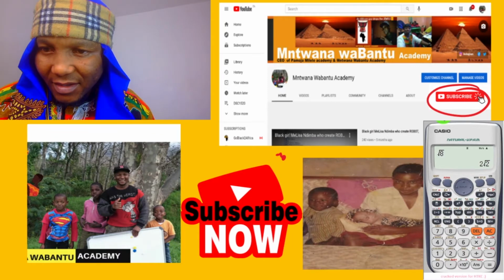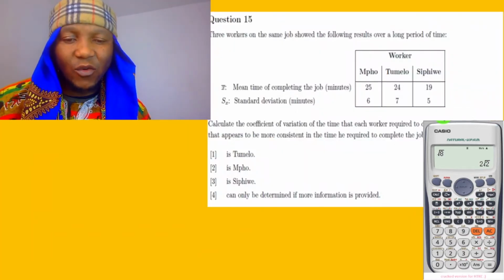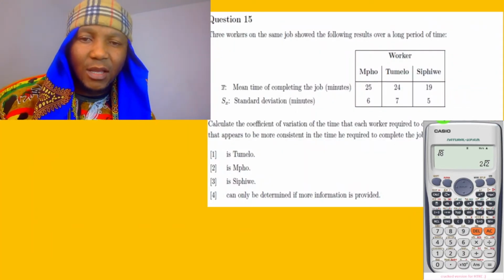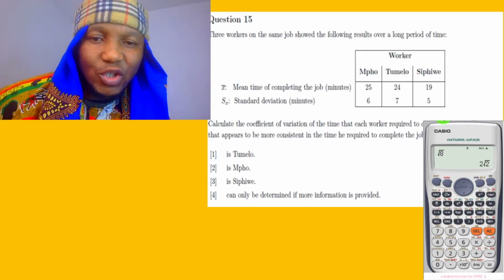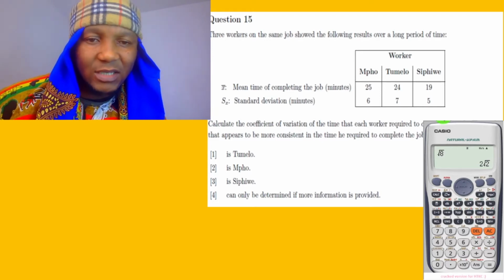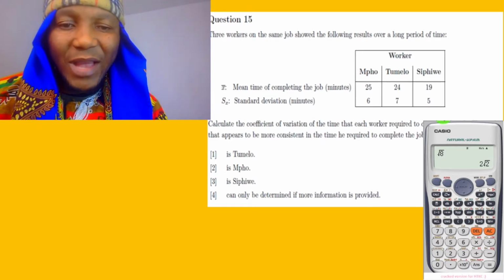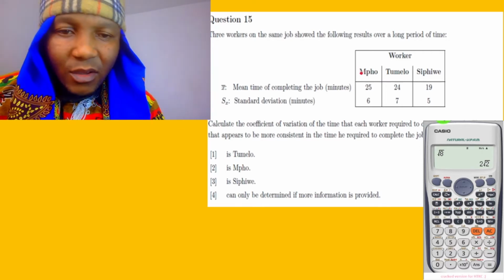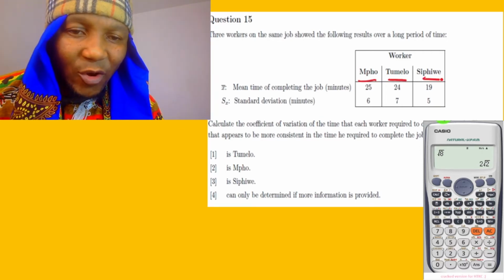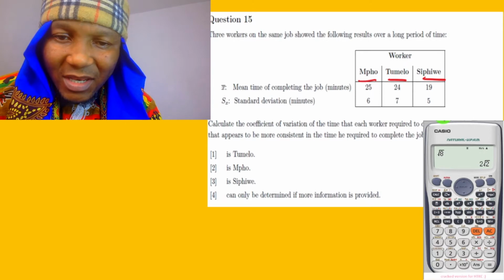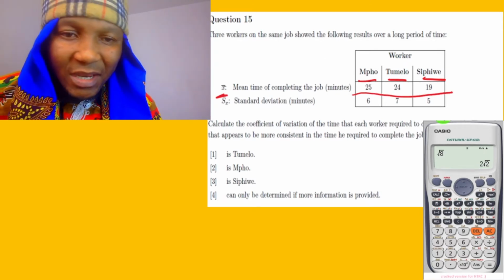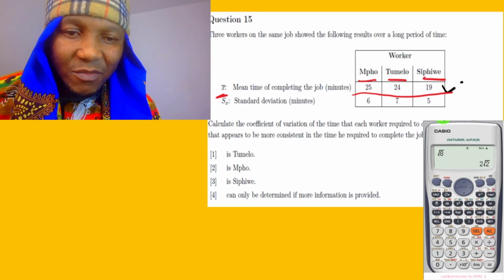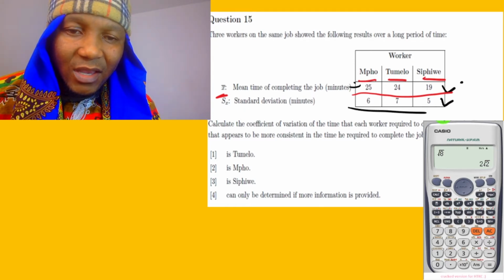That question is done already. Now we come to this question here, a very interesting question. They say there are 3 workers on the same job who show the following results over a long period of time. The first worker is Mpo, then Tumelo, and Simpiwe, and they give us a mean and a standard deviation. These are means, and these are standard deviations. You can see here. Now, what do they want?